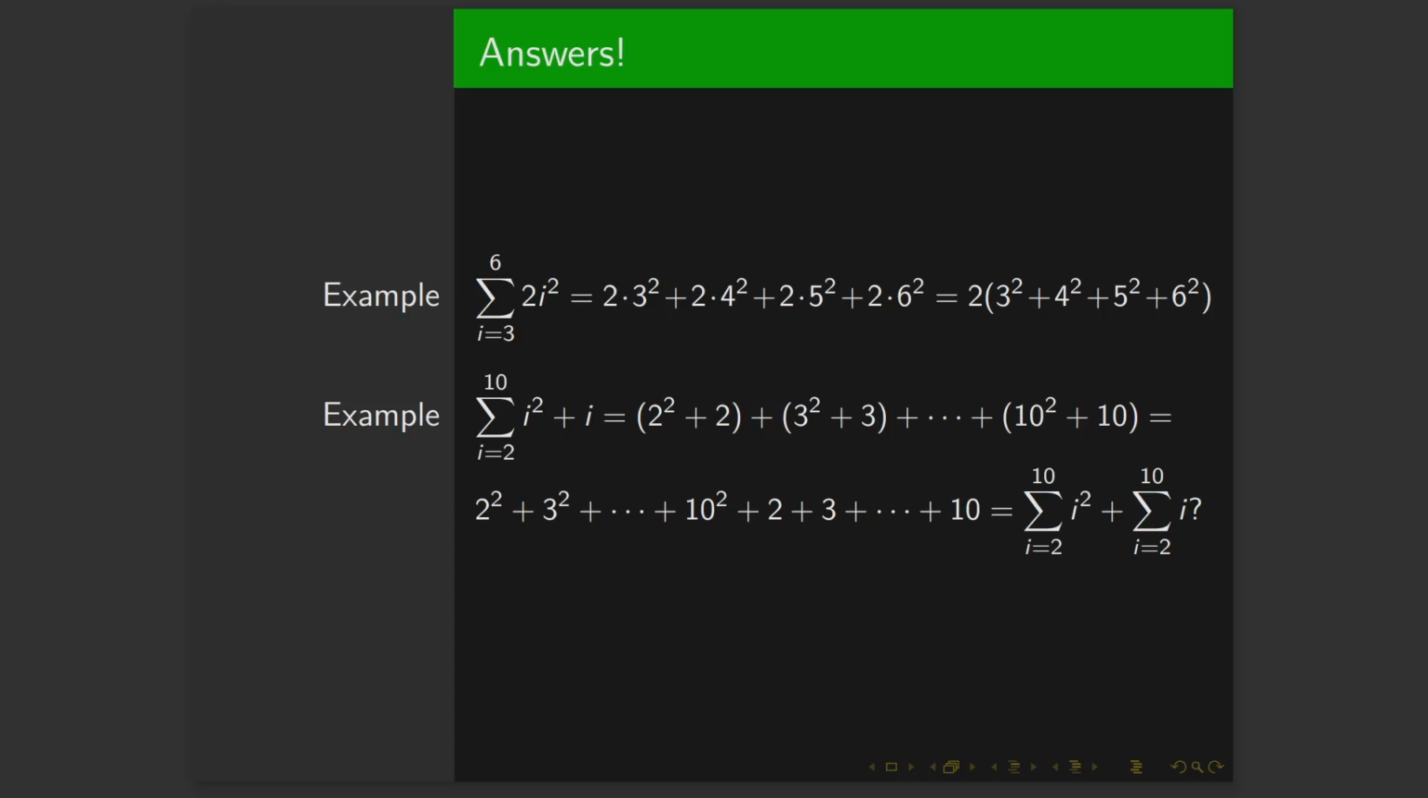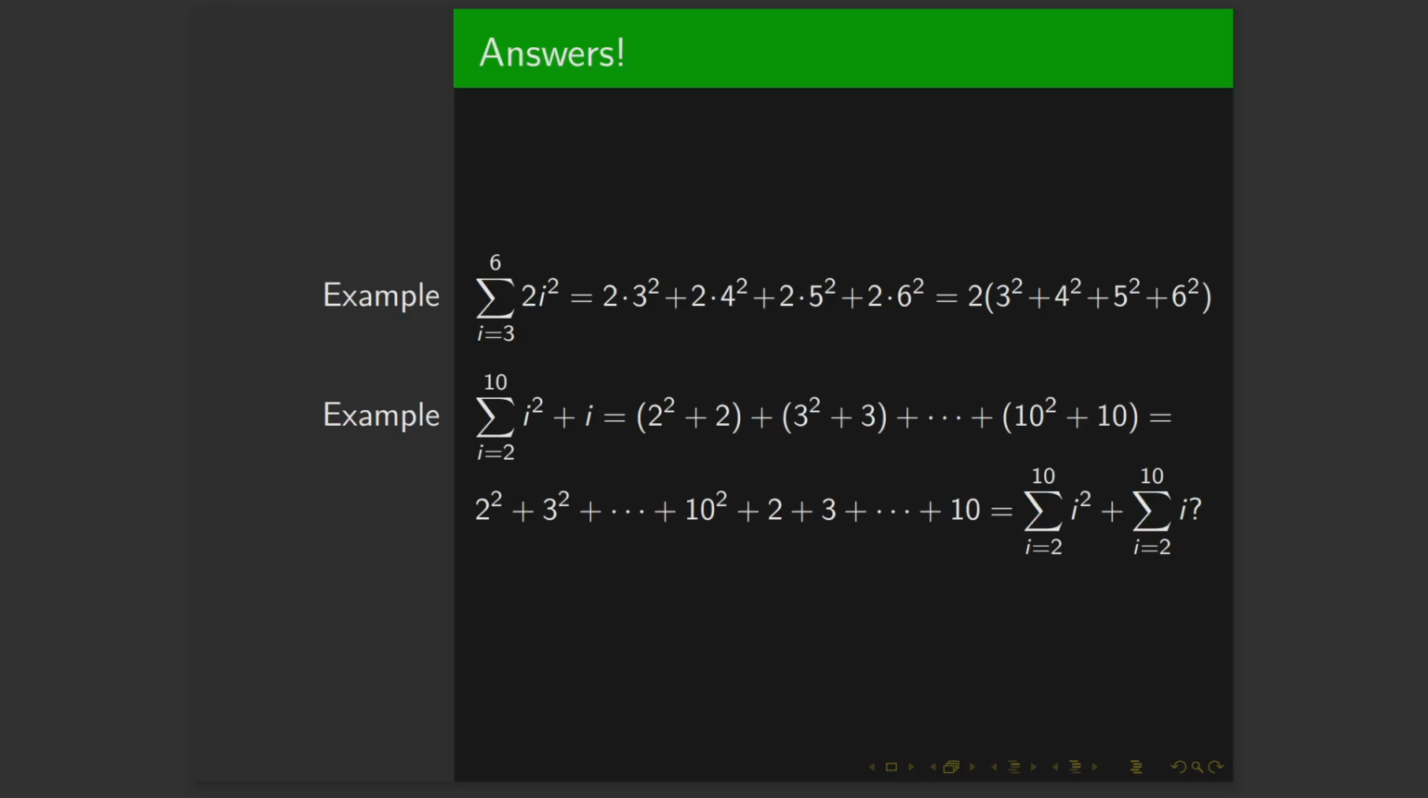And you can actually rearrange this. This is all addition. The brackets are only there for us to keep track of what each term is. So the first term, where we only have the 2, i is equal to 2, we can just rearrange it to get 2 squared plus 3 squared all the way to plus 10 squared, plus 2 plus 3 all the way to plus 10. And then we can just collapse that back into sigma notation.